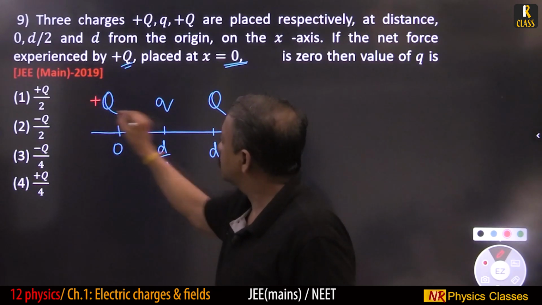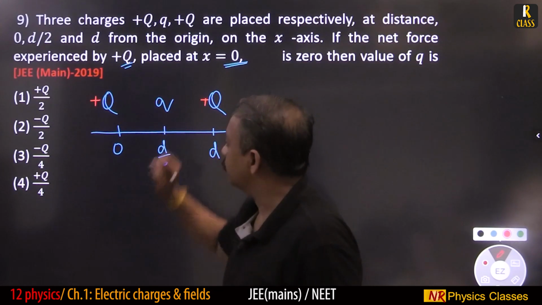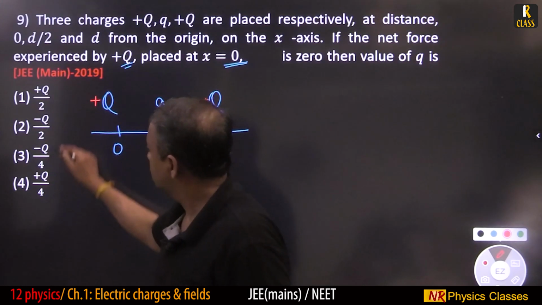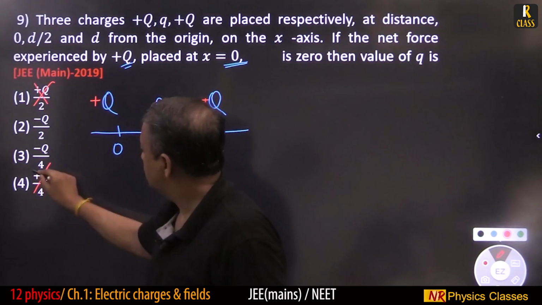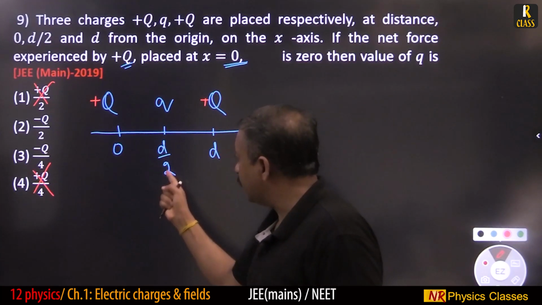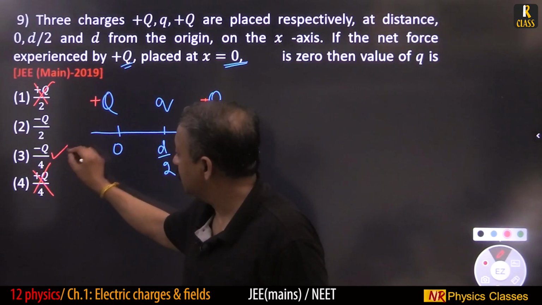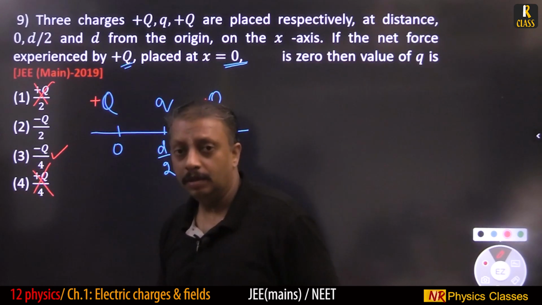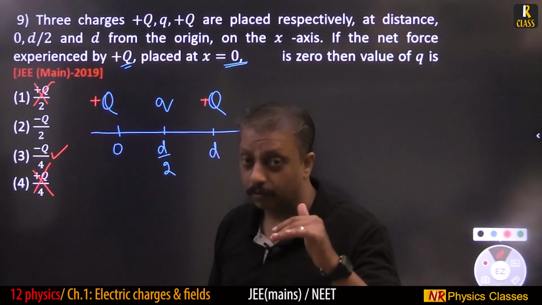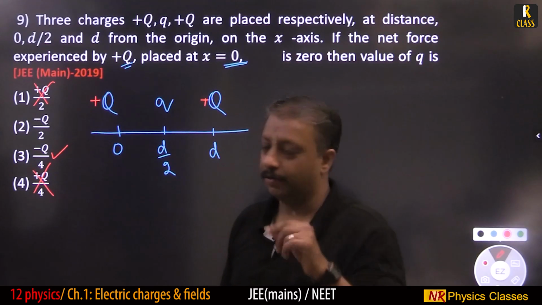If these two are positive, this must be negative. And this is d by 2. So the charge must be Q by 4. You will understand why it is 1 by 4 because of the inverse square law.